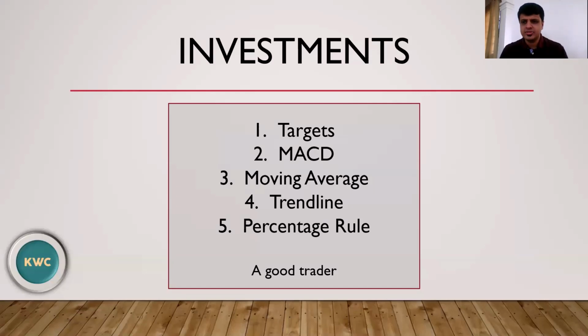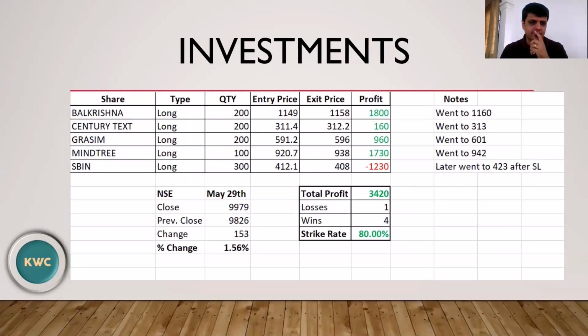And then of course there's the percentage rule. I bought it at one price and then it's gone up 2%. I'll put it at 1% trailing stop loss. It goes up 3%. I'll put the trailing stop loss at 2%. And like that, I can keep increasing my trailing stop loss. Okay. So let's look at an example.